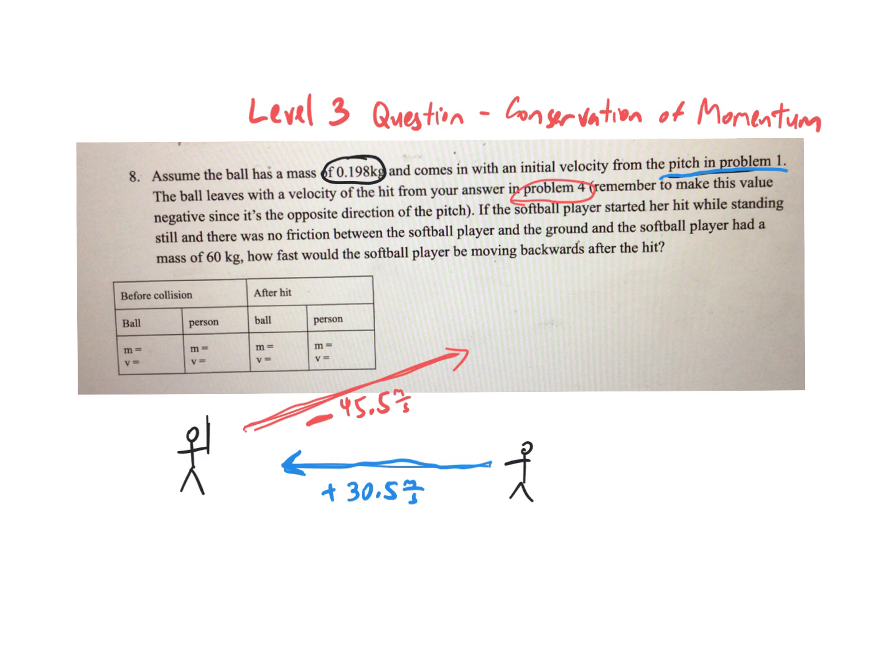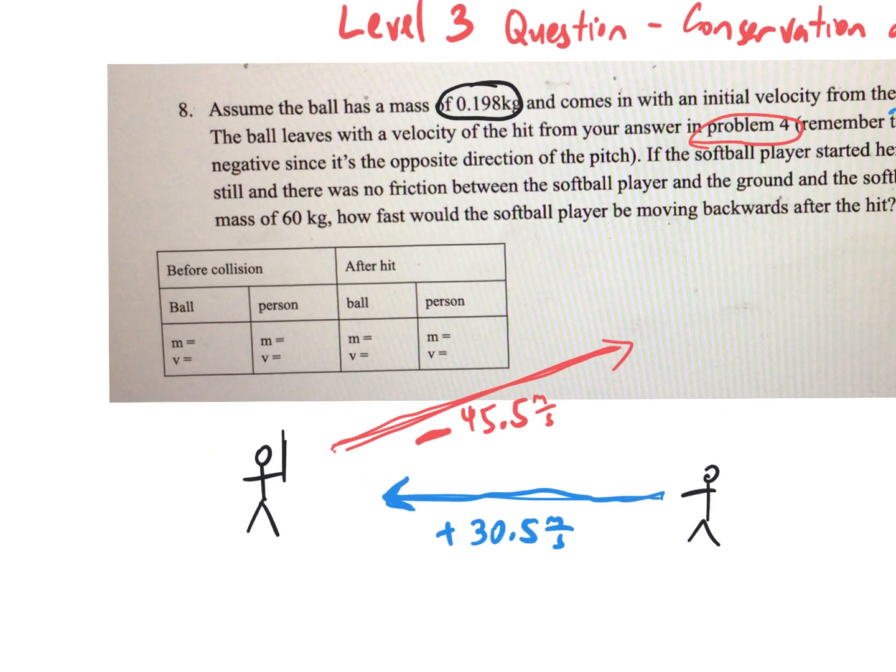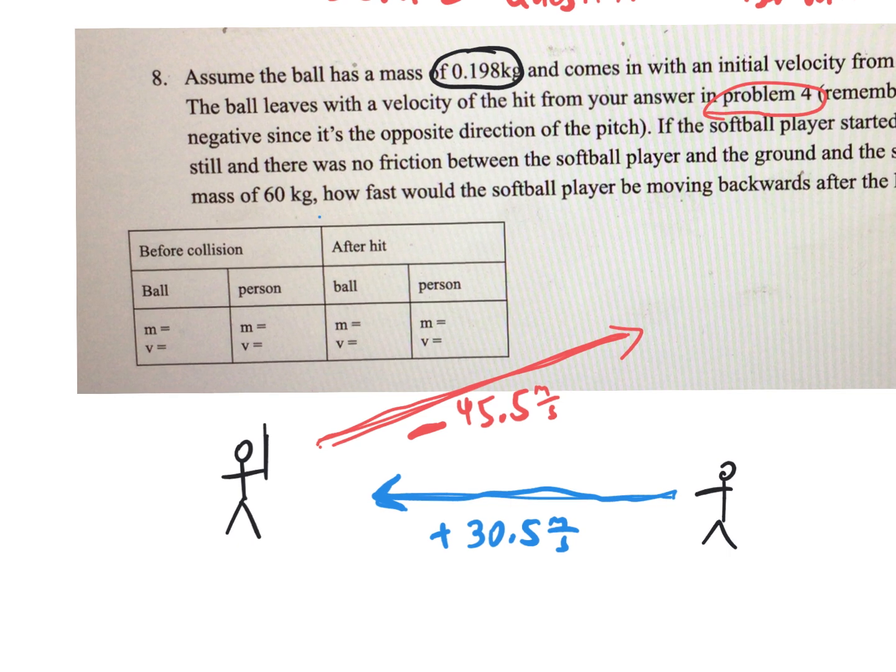If the softball player started her hit while standing still, and there was no friction between the softball player and the ground, and the softball player had a mass of 60 kilograms, how fast would the softball player be moving backwards after the hit? So I'm going to start by setting up my data table here. Before the collision, right here in the middle, that's going to be my hit. That's my differentiation from before and after.